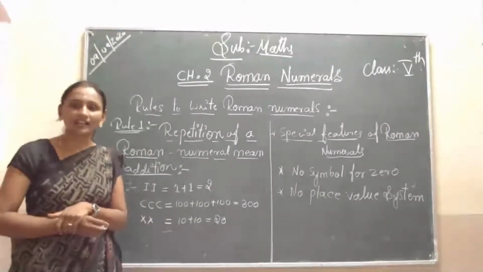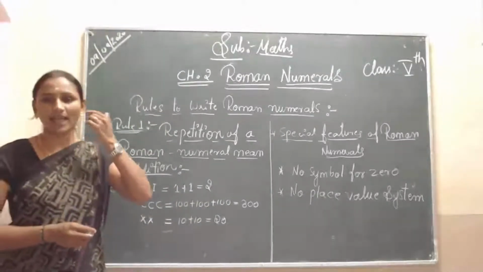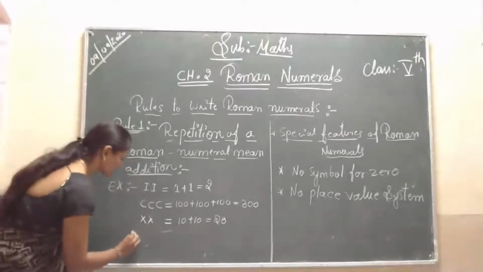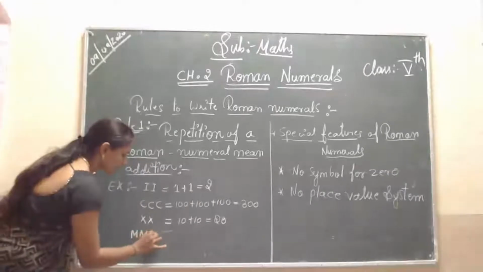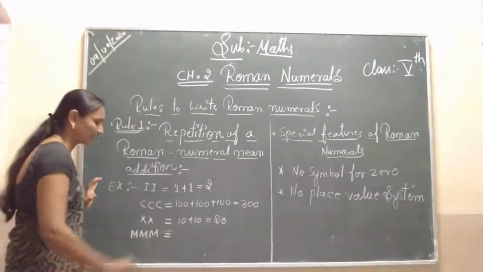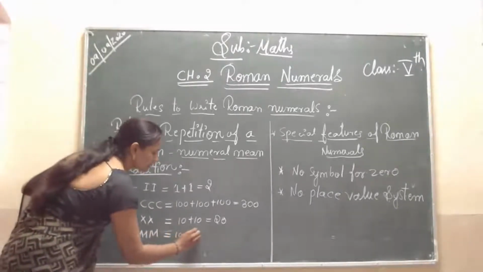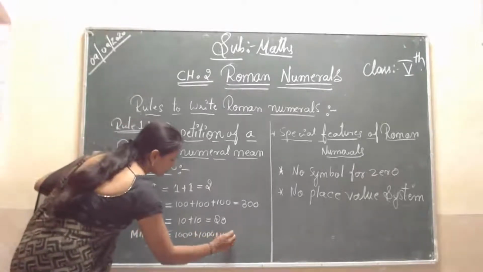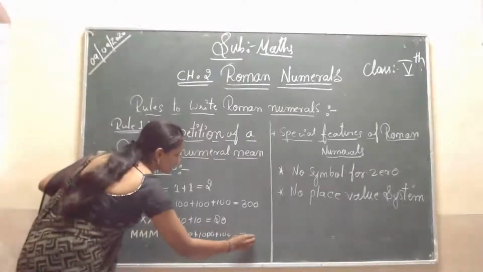Next one. Again, one symbol can be repeated a maximum of 3 times only. Again one, yes, that is M. So M means you can write it 3 times. 3 times means 1000 plus 1000 plus again 1000, so the total is 3000.